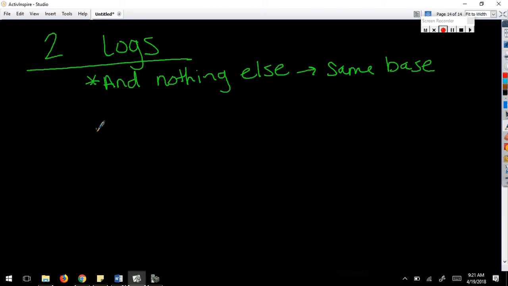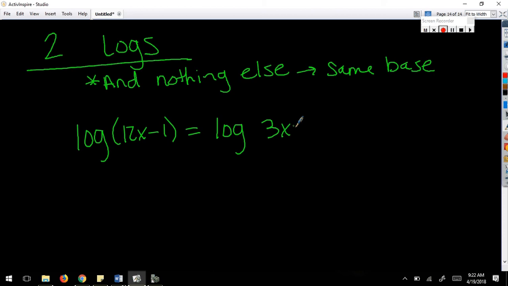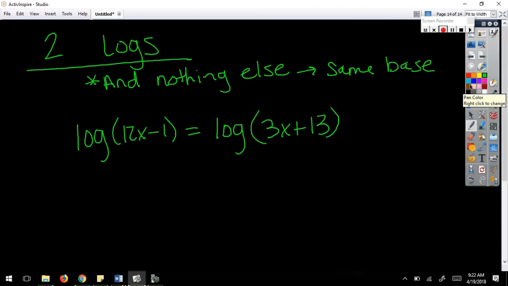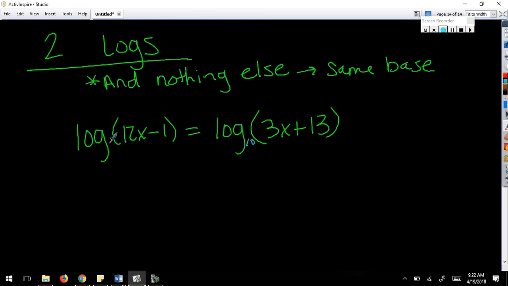let's say I have log of 12x minus 1 equals log of 3x plus 13. Because there's nothing else, there's nothing added to the end over here, there's just 2 logs, and because both of these logs have the same base, that equals each other.